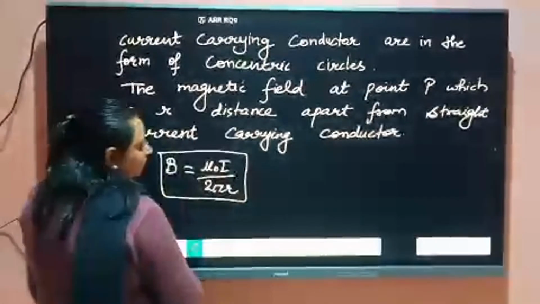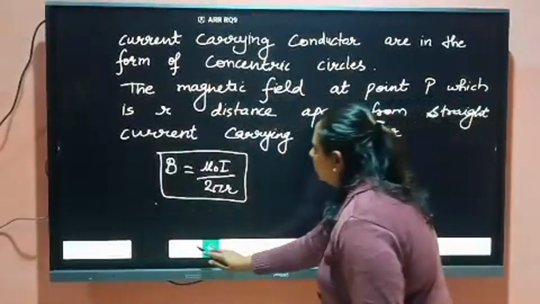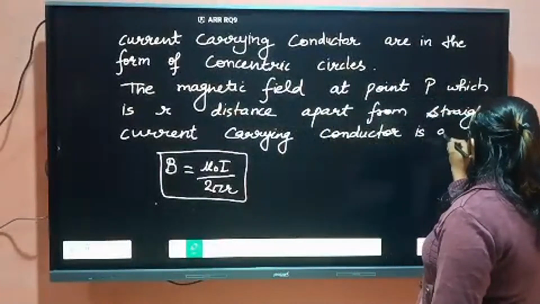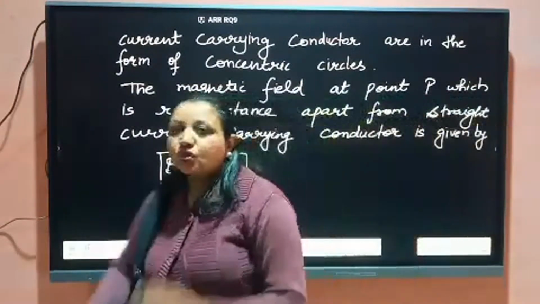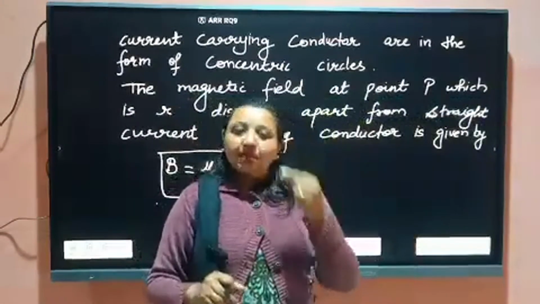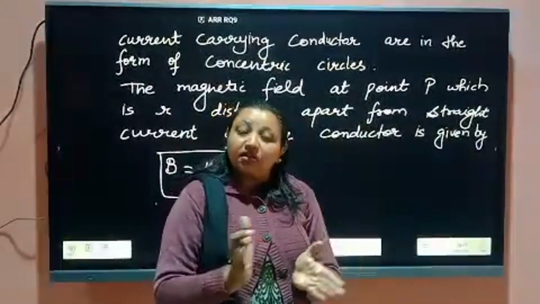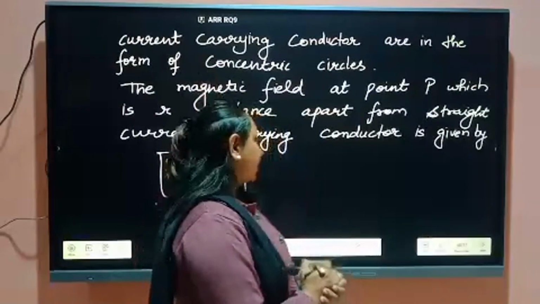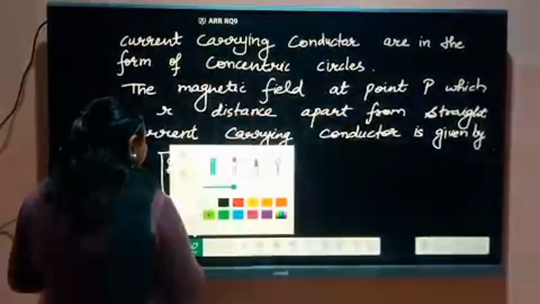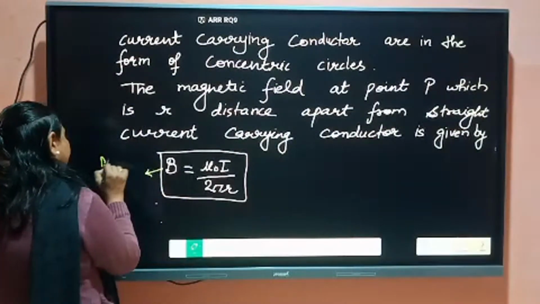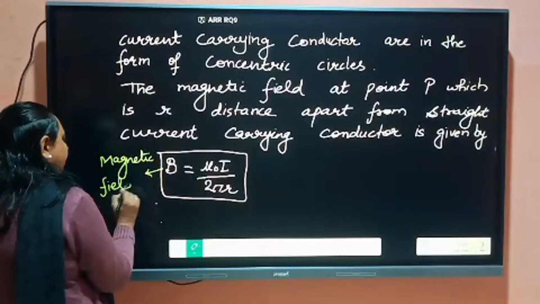So we can write it is given by: for a straight current carrying conductor, with a point at R distance apart in the middle, at that point we have to find the magnetic field due to this conductor. So what is the formula for that magnetic field? B is equal to mu naught I upon 2 pi R. What is B? It is the magnetic field due to the straight current carrying conductor.